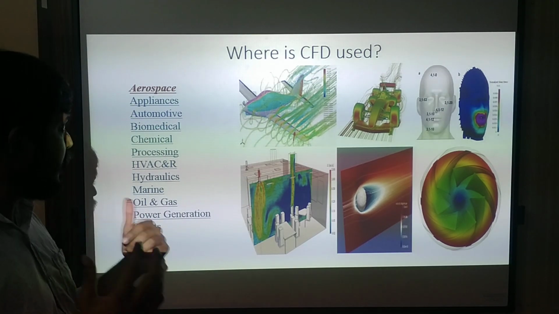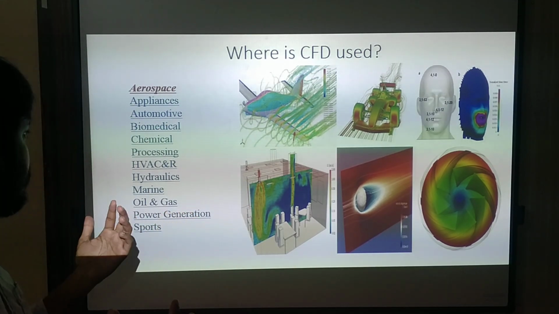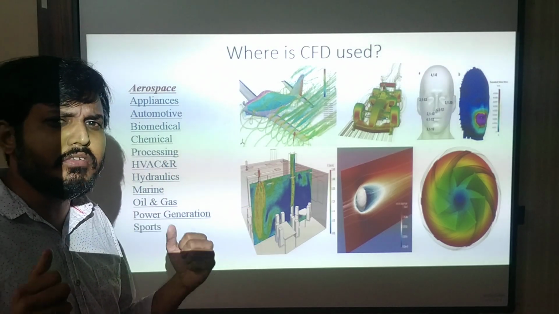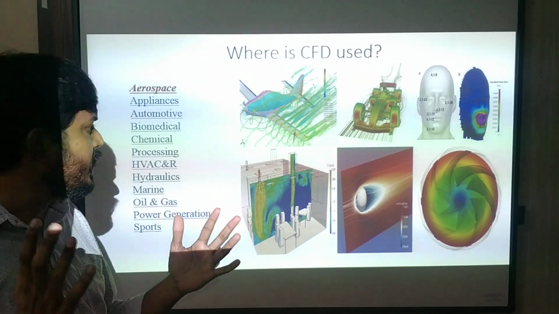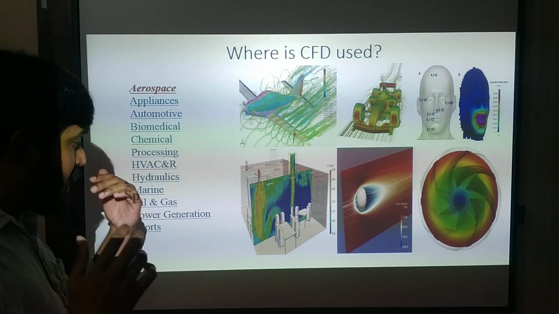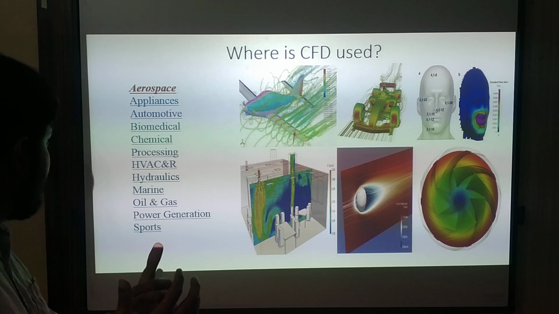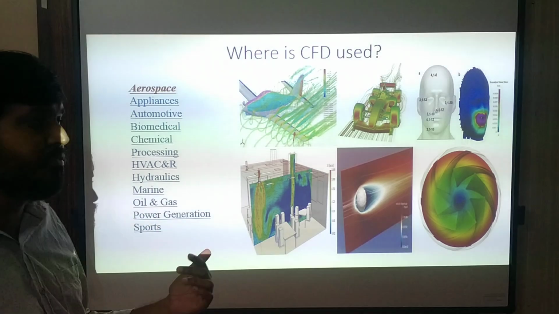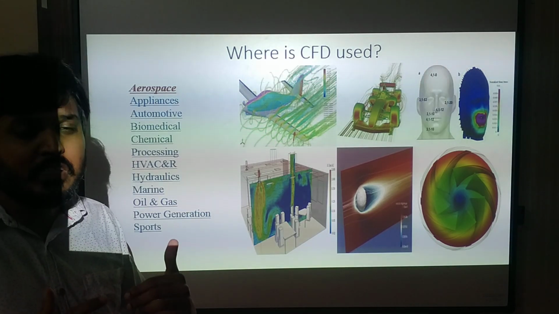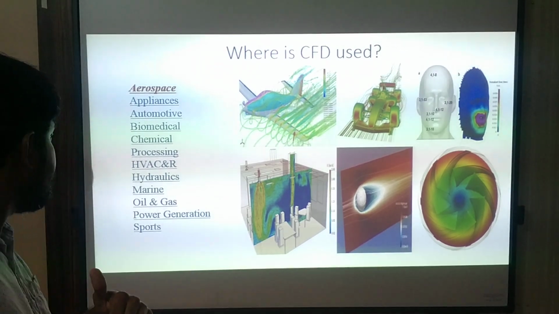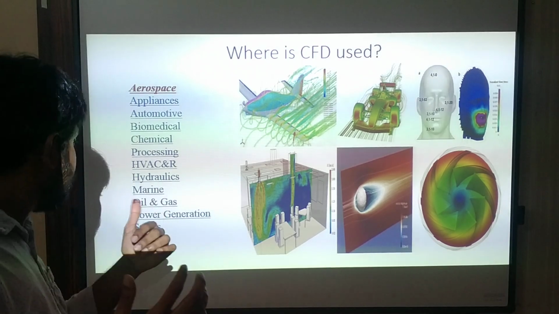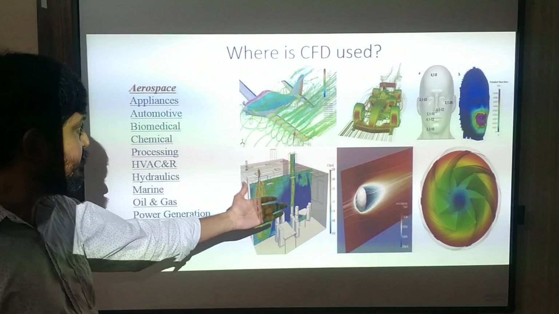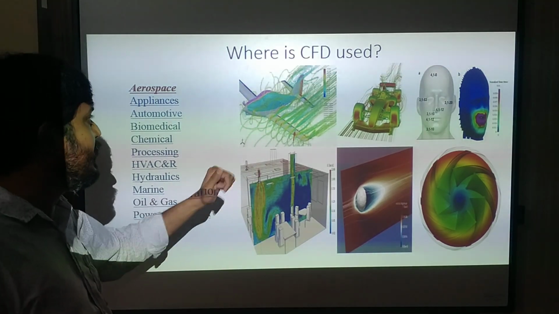So some important application areas: first important application area, turbomachinery, aerospace. This is a very widely used tool. Okay, aerospace appliances, at the same time automotive, biomedical field, then chemical processing fields, then HVAC, that is heating, ventilation, air conditioning system design, and then hydraulics, and then marine engineering, oil and gas engineering, power generation, sport. So some pictures are there, you can easily understand through the pictures.